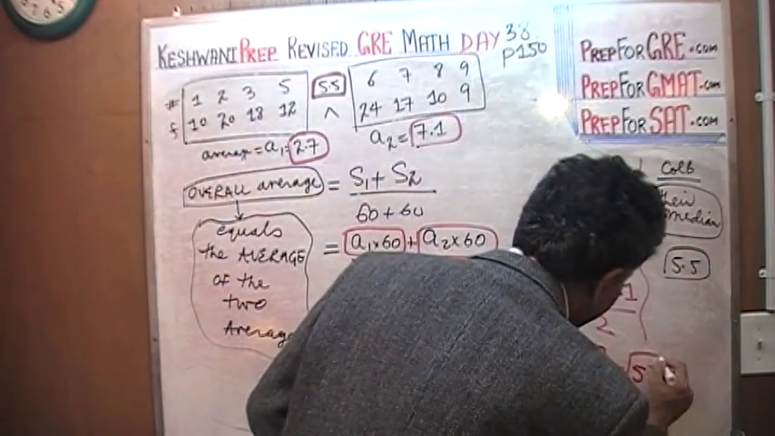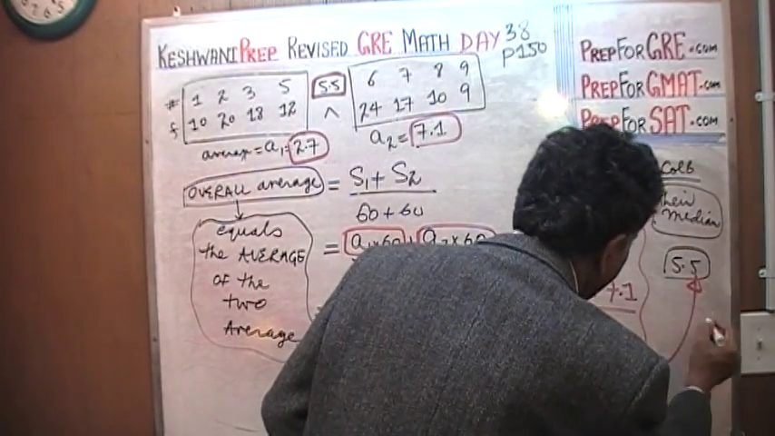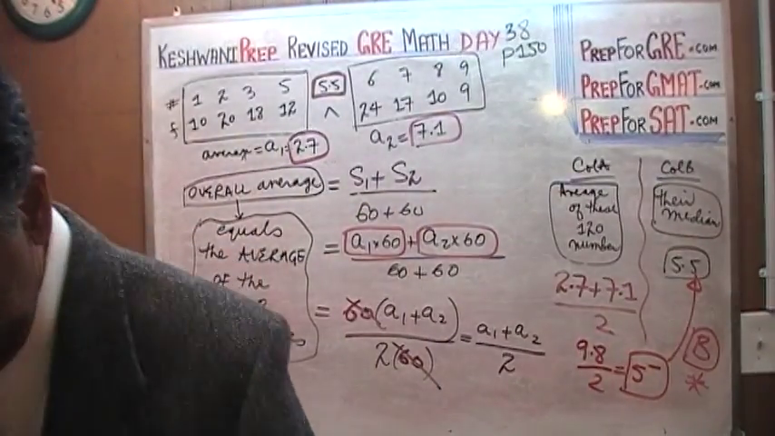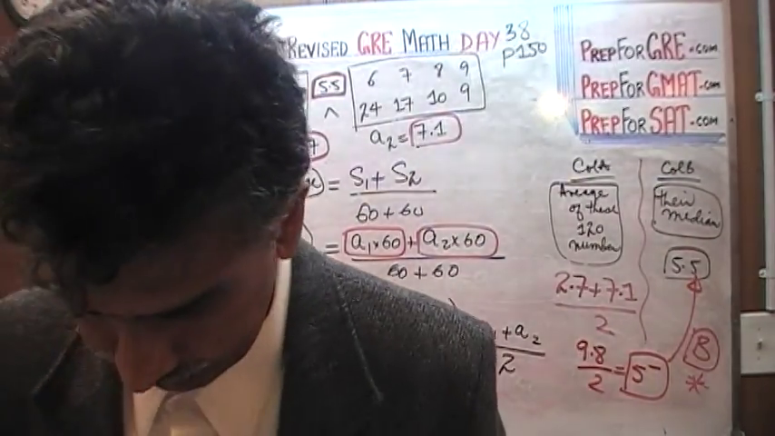We're comparing this something less than 5 to 5.5, and therefore the answer is B. Voilà. That's it. The answer is B.